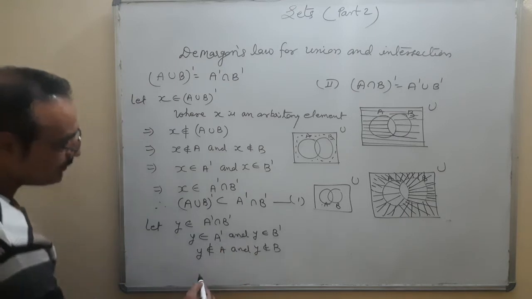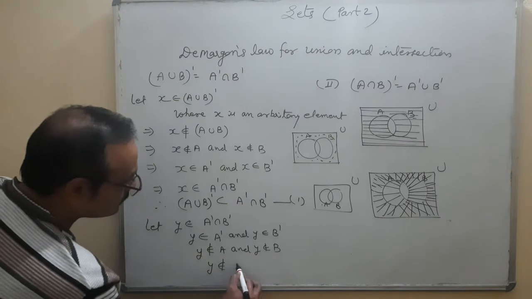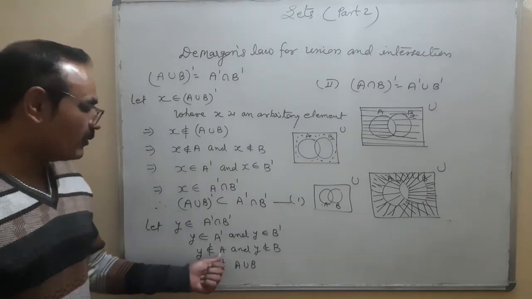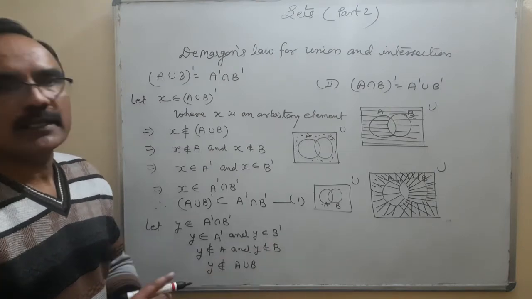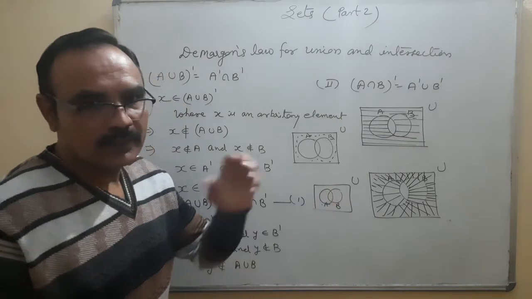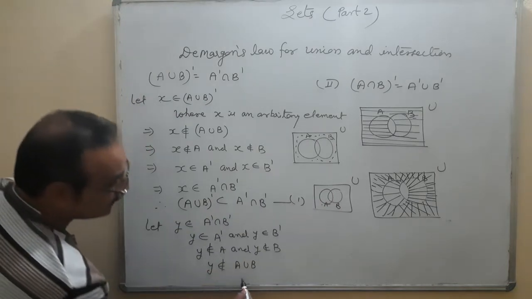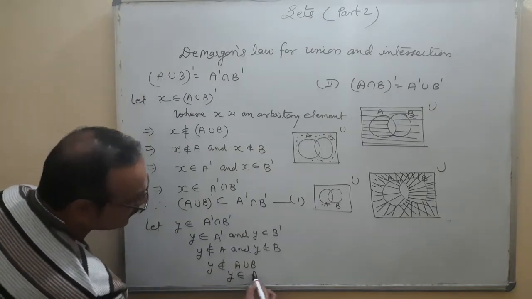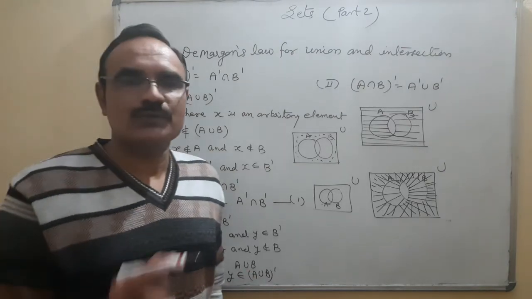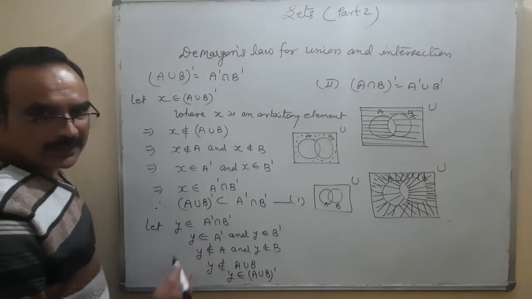Okay. And what is the meaning? Y doesn't belong to A union B. Am I right? Because the condition is Y is not belonging in A and Y is not belonging in B. That means Y is not belonging in A union B. Am I right? So that means Y belongs to A union B complement. If it is not belonging in A union B, it must be belonging in A union B complement. Okay? By the definition of complement.